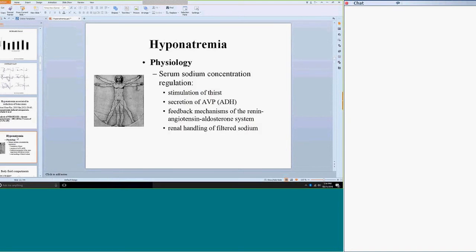So let's look at the physiology of sodium concentration. We know that hyponatremia is a common problem. It's a serious problem, both for inpatients and even outpatients, in terms of mortality and morbidity. So let's look through some of this.